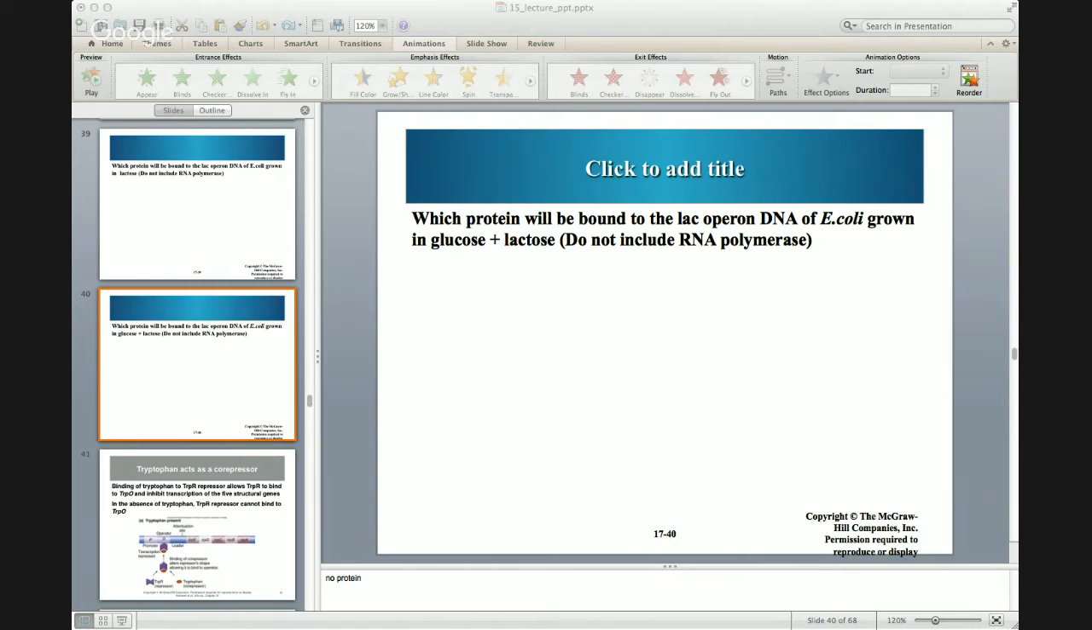Okay, I see a lot of people are saying repressor protein. It's not correct, because if lactose is present, lactose will bind to the repressor protein. And when lactose is bound to the repressor protein, the repressor is unable to bind to the operator site. So the correct answer is not repressor. Let's try again.